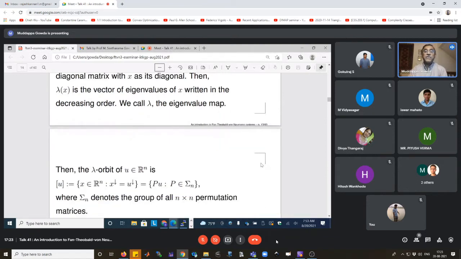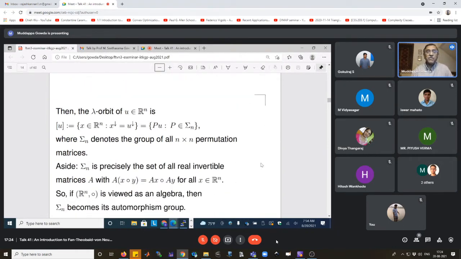Let us look at the lambda orbit of any u. What is it? It is [u] equals x in Rn such that lambda of x equals lambda of u. But lambda of x is x down arrow, and lambda of u is u down arrow. But we know that x down arrow and u down arrow can be written in terms of permutation matrices. So this lambda orbit is nothing but P u, where P varies over the set of all n by n permutation matrices.